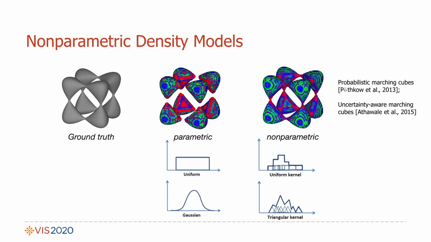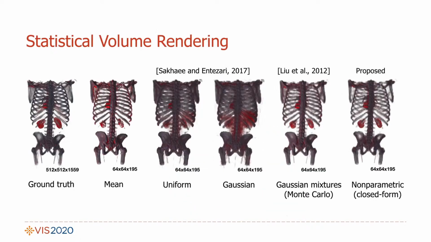Several recent studies advocated the use of non-parametric density models for the improved characterization of data uncertainty. The non-parametric models, however, present challenges such as increased memory and computational requirements. In this work, we propose an efficient non-parametric framework for volume rendering in the context of uncertain data and show their effectiveness in classification via comparisons with other statistical models.